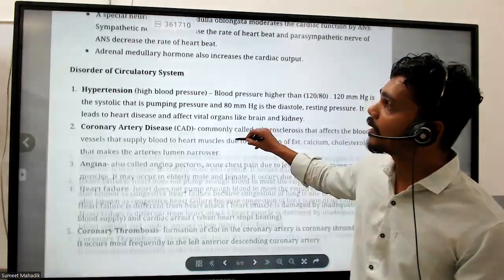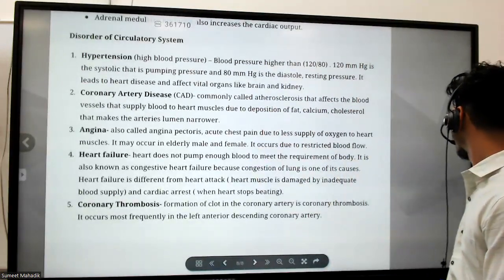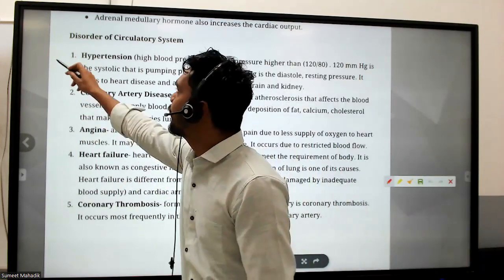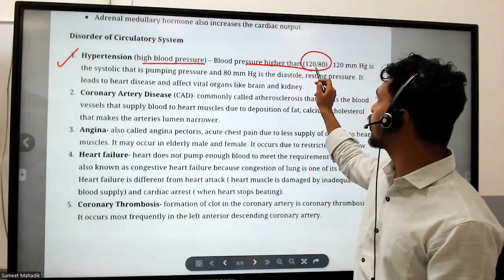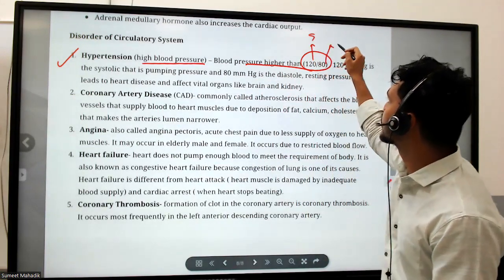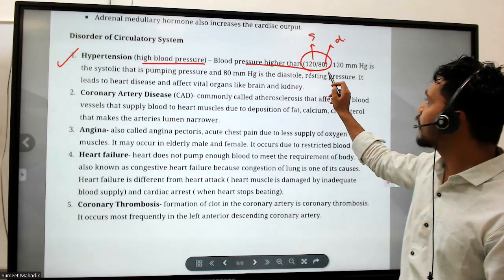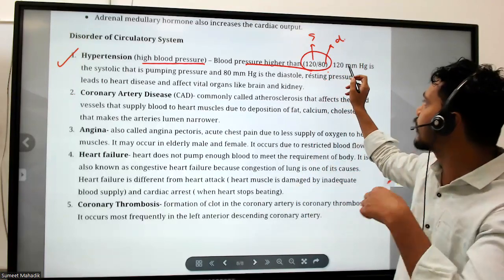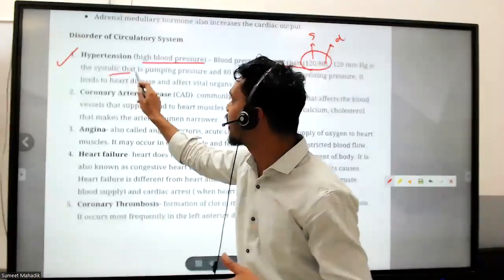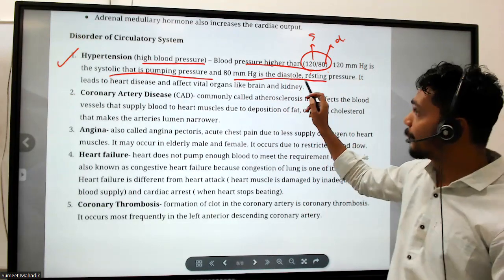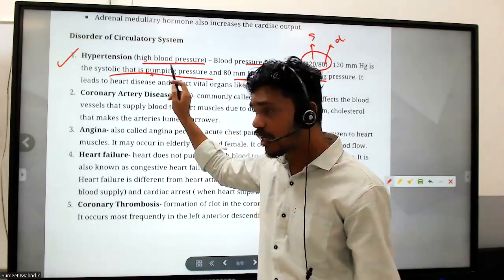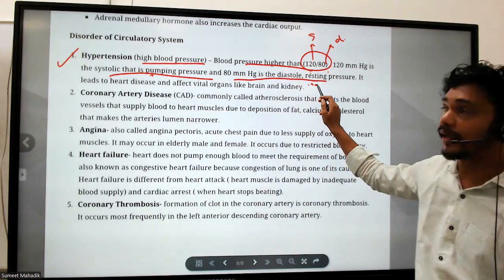Now let's talk about the disorders. This is the last part. Let's do it quickly. Hypertension, high blood pressure. Blood pressure higher than 120 systolic and 80 diastolic. So 120 is the normal thing. If it is more, then what is going to happen? Systolic is the pumping pressure, and 80 is the diastolic, that is the resting pressure. Pressure inside the artery, pressure inside the veins.